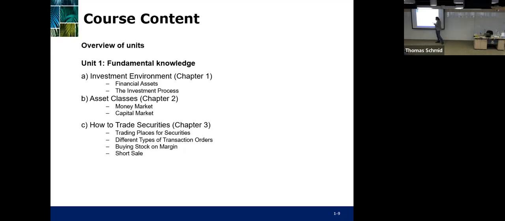Then we will talk about different asset classes. So which asset classes exist? What instruments exist within those asset classes? So what are actually the things that I can invest in? We will talk about the obvious ones like equity. But we will also talk a little bit here about things that probably are not so well known, like money market instruments, repurchase agreements, things like that.